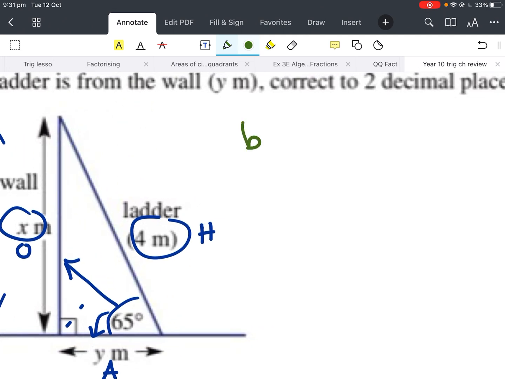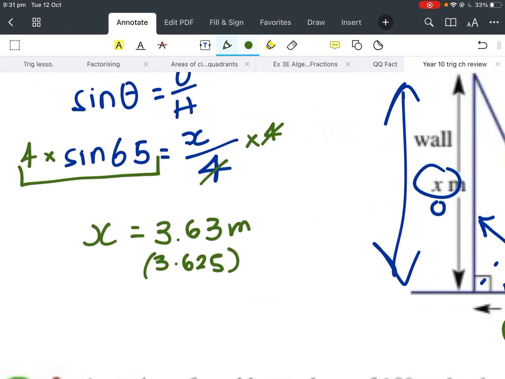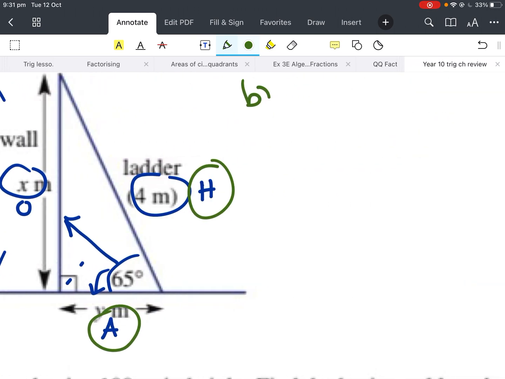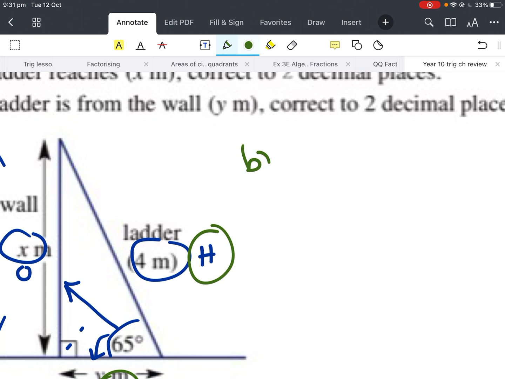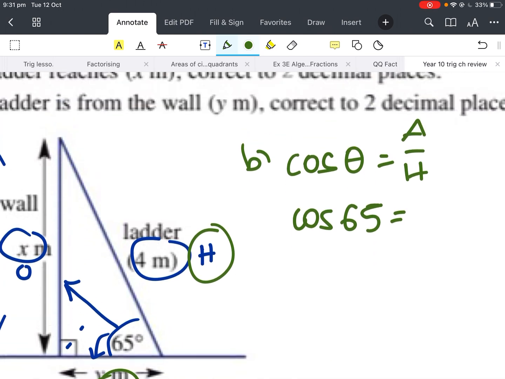And let's do B, which is the Y value. Now the Y value is using A and H. Okay? So sin, cos, or tan. Which one uses A and H? It's cos, isn't it? So cos theta equals A over H. Make sure you write your formula out. It just helps you remember it a little bit better. Cos 65 equals A, which is Y, and H again is 4.